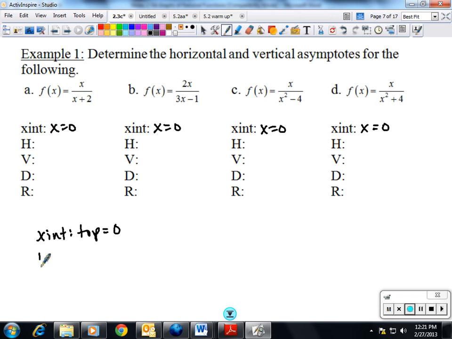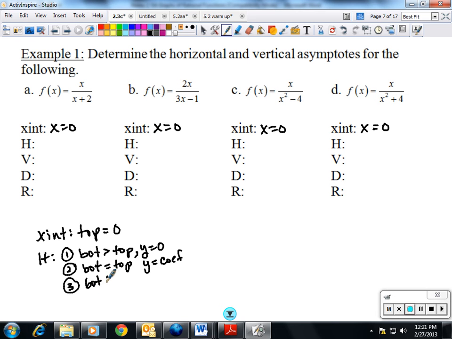The horizontal, there's rules. Rule number 1, if the bottom is bigger than the top, then it's automatically 0. Rule number 2, if the bottom and the top are equal, then it's y equals the coefficients. And rule number 3, if the bottom is smaller than the top, then there's none. Okay, what do I mean by that? I mean the exponents, the degree.